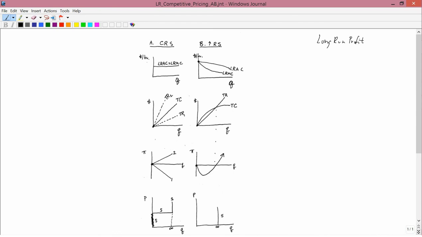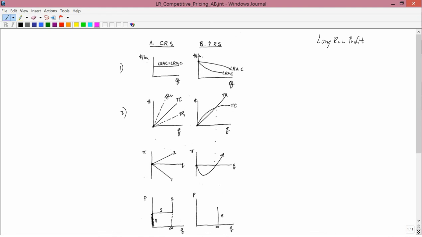So we start with row number one. Constant returns to scale, as you'll recall, has long run average cost equal to long run marginal cost as a constant, so it's a horizontal line. That gives rise to the total cost curve given in row two, namely this one. That total cost curve is a straight line, and that's because average is constant and marginal is constant. And so you get that kind of straight line. If it's a little confusing, you can go from row two to row one just to confirm that that is the right total cost curve corresponding to that average cost curve and marginal cost curve.